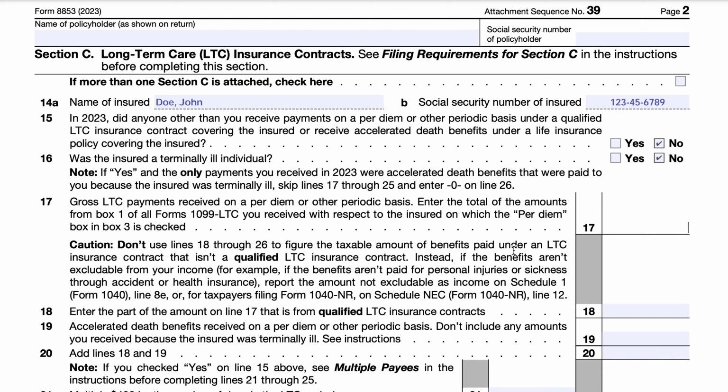Enter all the gross long-term care payments received on a per diem or periodic basis. Let's say that John Doe received $100 a day for 365 days. There we go. That would be it. You could see the total of the amounts from box 1 on all forms 1099 LTC. And then box 3 would be checked to indicate per diem.